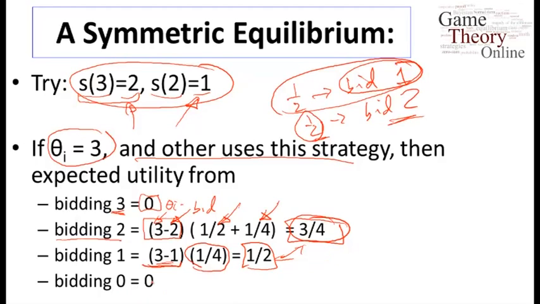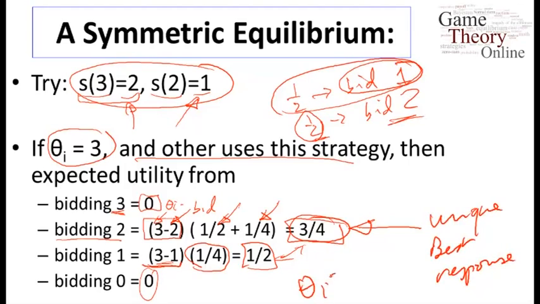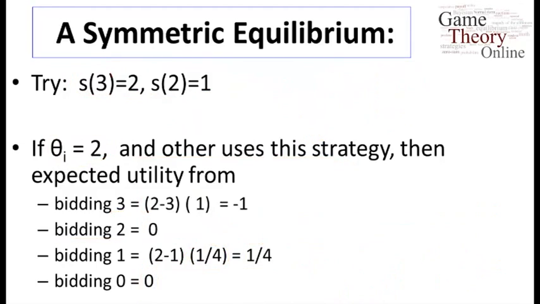And if I bid 0, well, I'm never going to win. The other person's always bidding above 0. I get a payoff of 0. So here, my unique best response, if the other person is bidding according to this, when theta i is equal to 3 is to bid 2. Right? So if the other person is bidding 2 and 1 in this manner, then indeed, when I have a value of 3, I do want to bid 2. So that holds together.